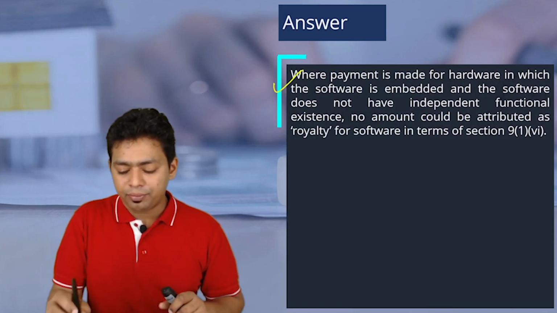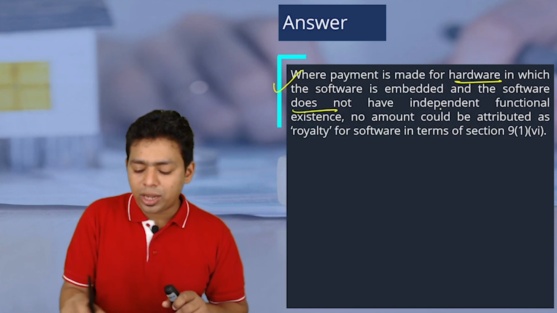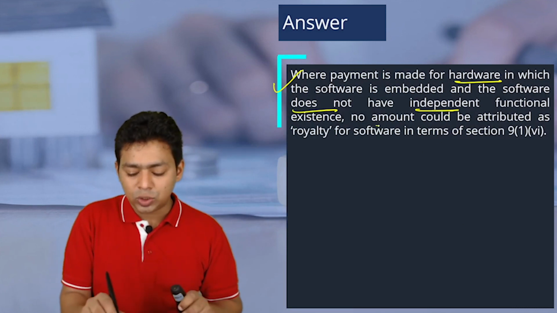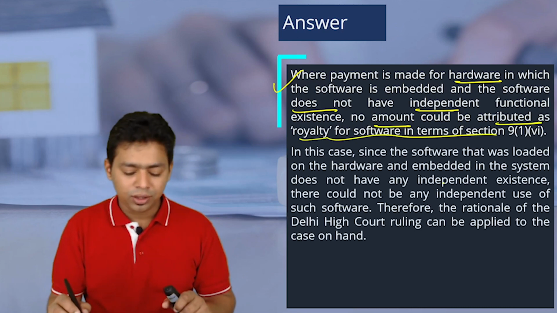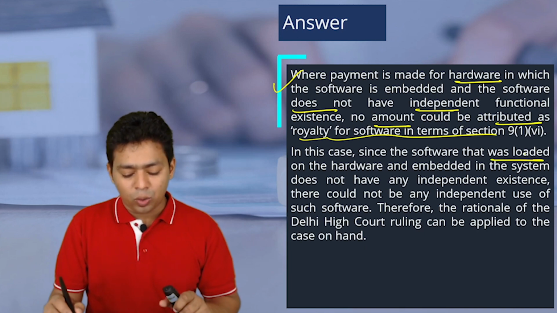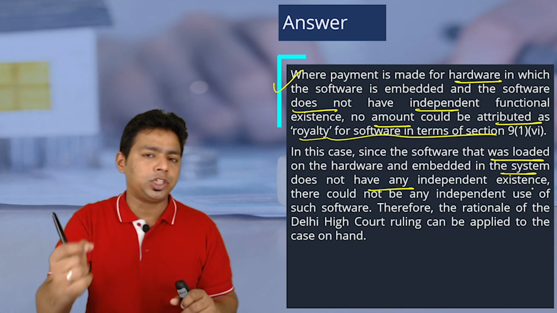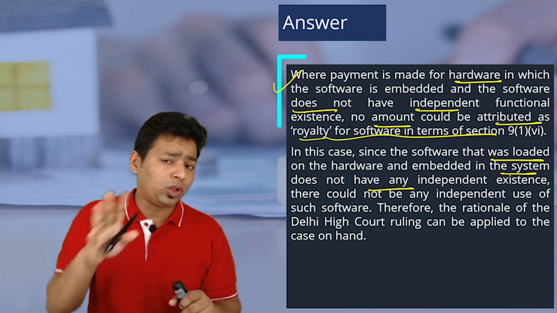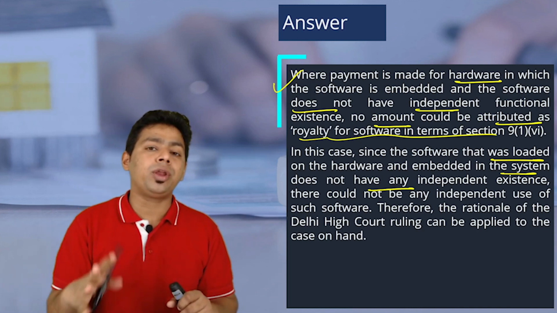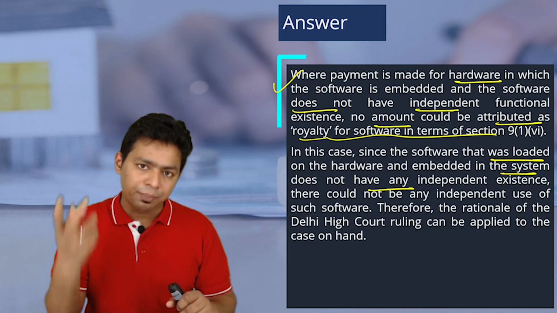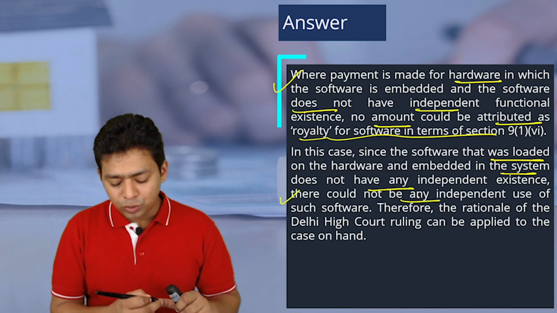Where payment is made for hardware in which the software is embedded, the software does not have any independent functional existence. No amount could be attributable as a royalty for software in terms of section 9(1)(vi). In this case, the software was loaded on the hardware and embedded in the system and does not have any independent existence. When I purchase a pen drive, the pen drive is important for me, not that software. I know without that software the pen drive will not work, but for me hardware is more important and software is insignificant. It is important but it's not significant, and there could not be any independent use of such software.